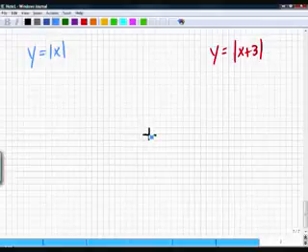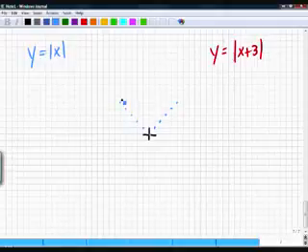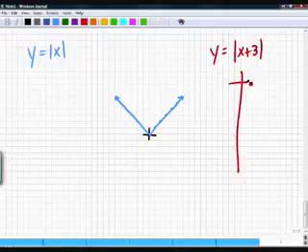The first one I'm not going to make the table for. Does everybody understand that we can very easily graph that? It looks like a V right at the origin. It's actually the lines y equals x and y equals negative x combined. We'll get to graphing those types of lines later on. Now let's graph this child function.